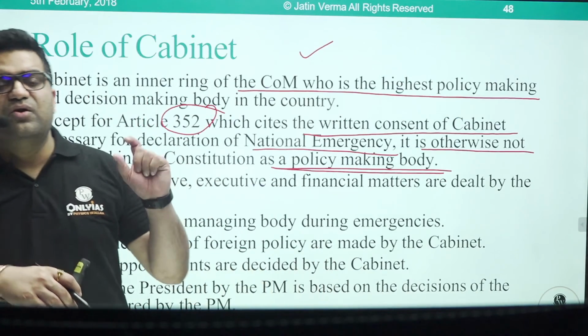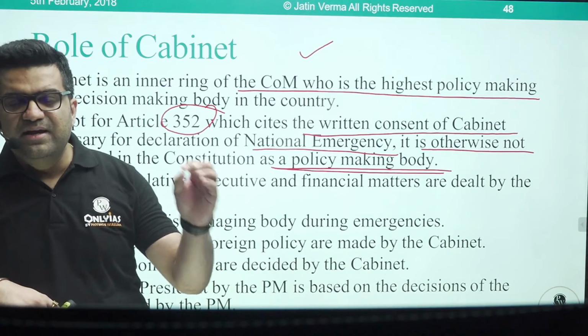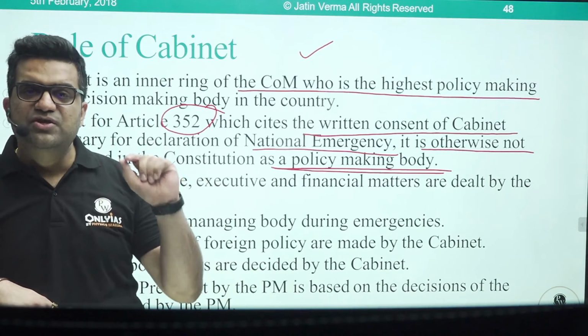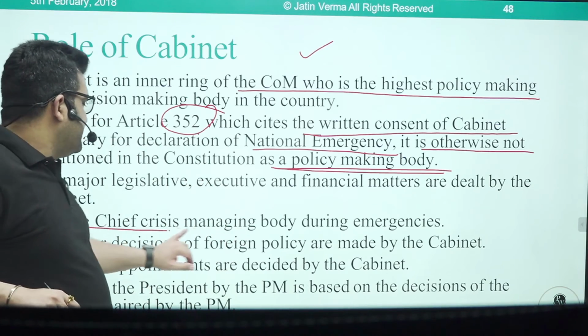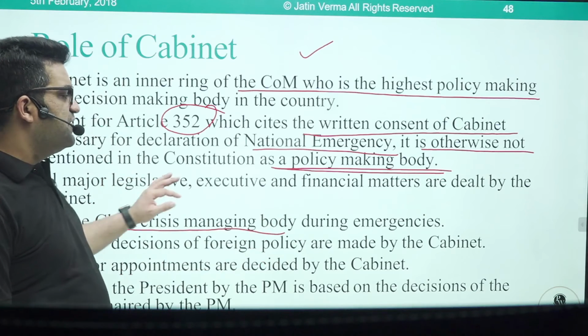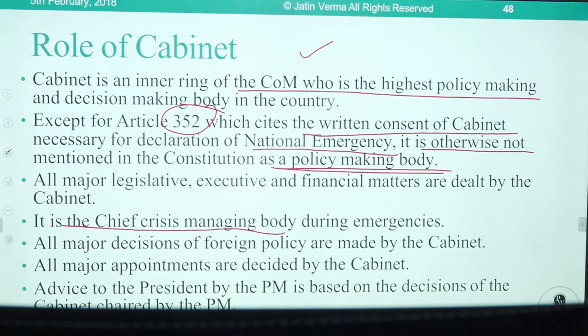The Prime Minister, on the aid and advice of the cabinet, can advise the president to invoke emergency. It is the chief crisis managing body of the country. The cabinet decisions are important. There are various types of cabinet committees also: cabinet committee on appointments, the appointments committee of cabinet, etc.